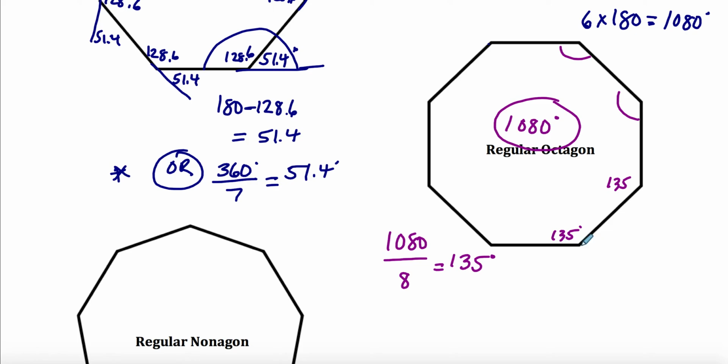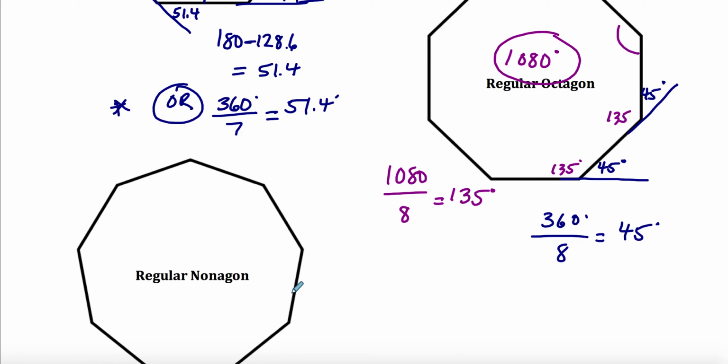What about the exterior angles? So if we knew the interior angle is 135, we could subtract that from 180 to get the exterior angle. Another way to get the exterior angles is to just divide 360 by the number of sides. So that's 45. So I know each exterior angle must be 45 degrees.